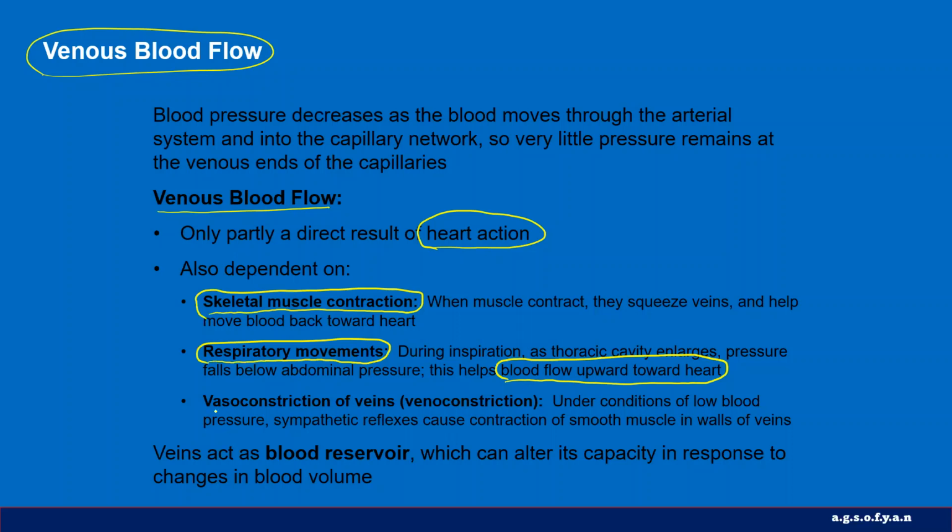And then vasoconstriction of the vein. Okay, under condition of low blood pressure, the sympathetic reflex can also contract the smooth muscle of the vein. So these are the main actions that return the blood from the vein to the heart. And again, mainly it is coming from the skeletal muscle and from the respiration.